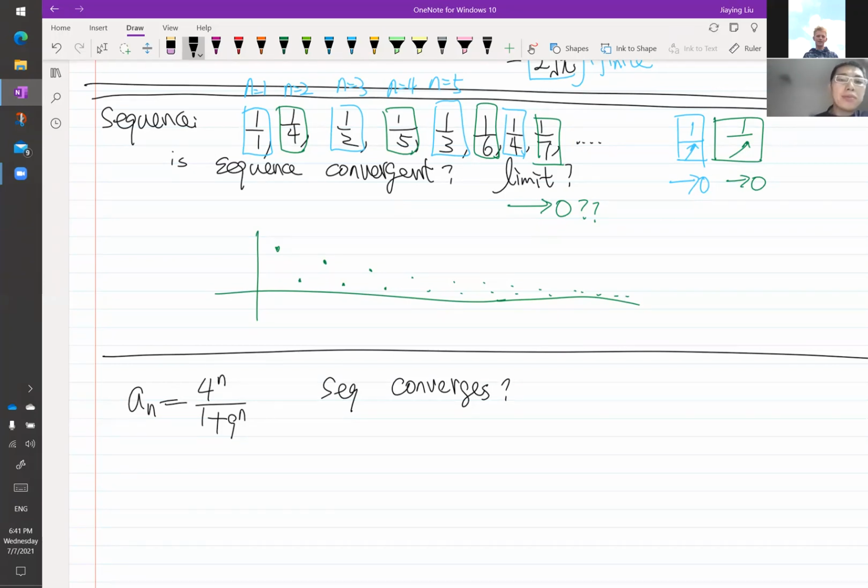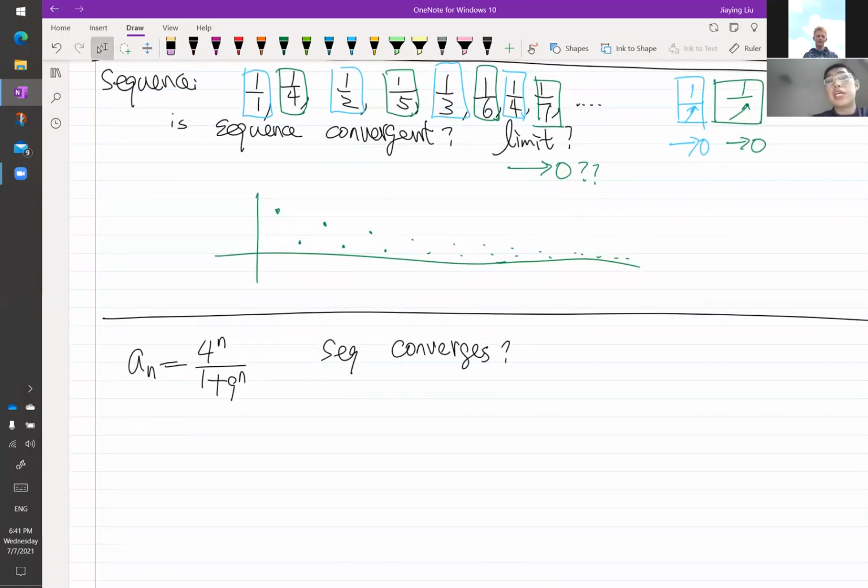For this problem, the way I'm looking at it is that as n increases, let's see, n equals 5, right? So if n equals 5, you have 4 to the 5th and a 9 to the 5th in the denominator. The 1 there is so small compared to 9 to the 5th. So the 1 you can basically neglect.